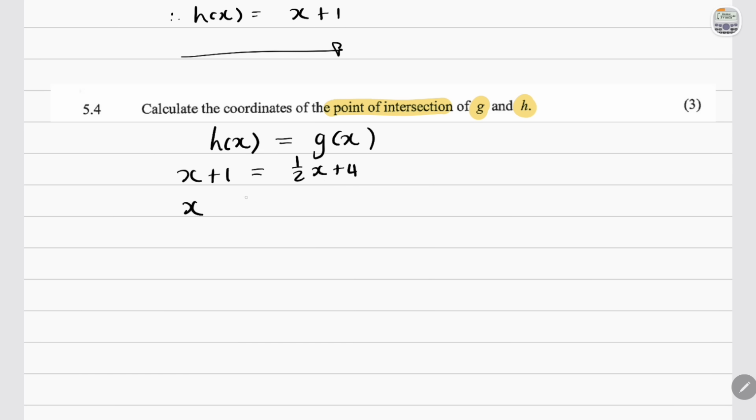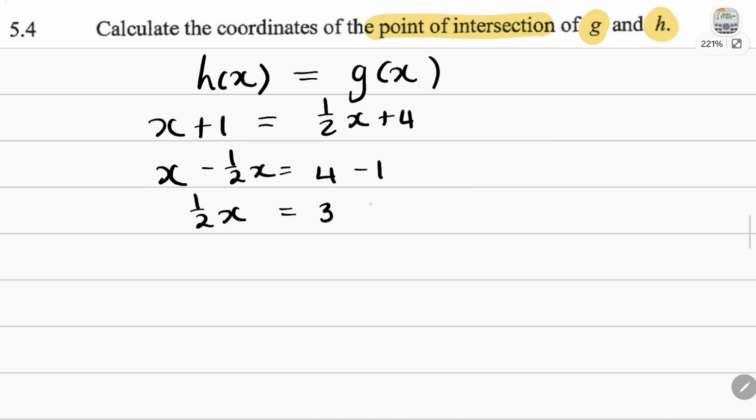So x, and then you're going to take that over, so it's negative a half x is equal to 4, bring the 1 over, becomes negative 1. So this becomes a half x is equal to 3. Then you can divide both sides by a half, or we can multiply both sides by 2 to get rid of that 2 in the denominator. So finally here, x is simply equal to 6.